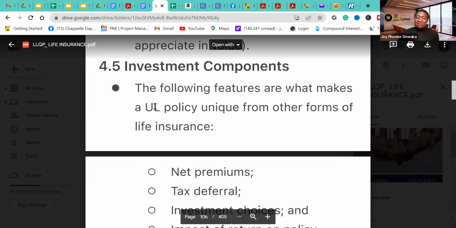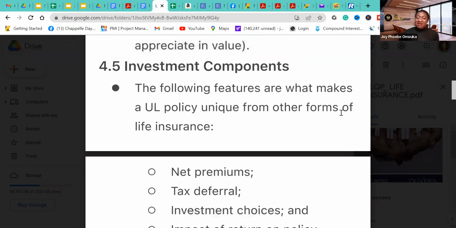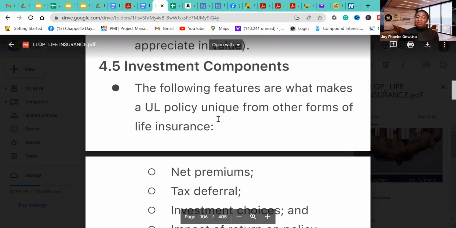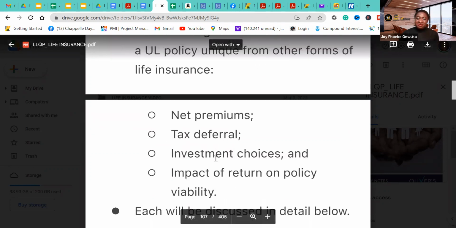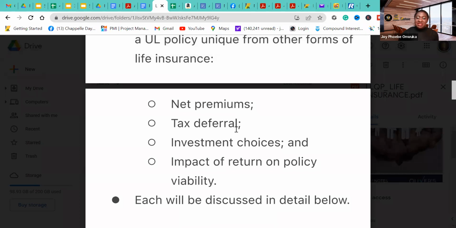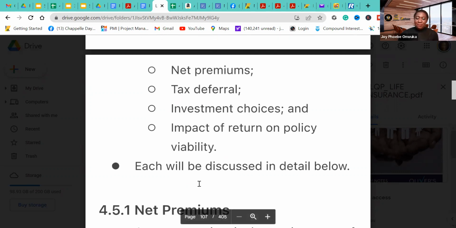All right, investment components. The following features are what make a UL policy unique from other forms of life insurance: net premium, tax deferral, investment component choices, and impact of return on policy viability. Each will be discussed in detail below.